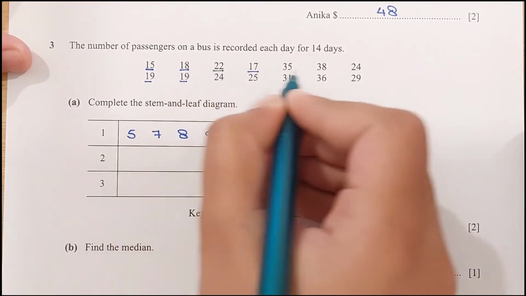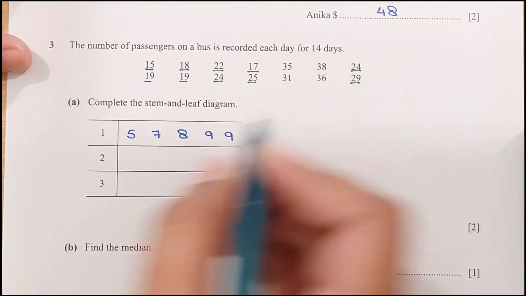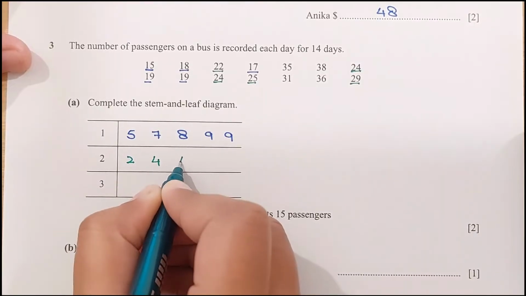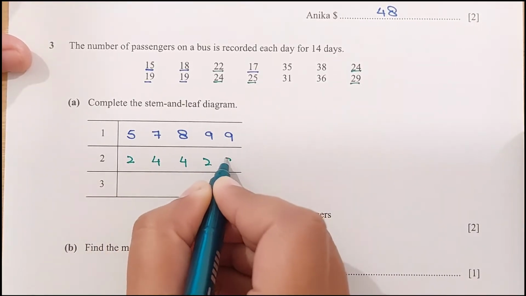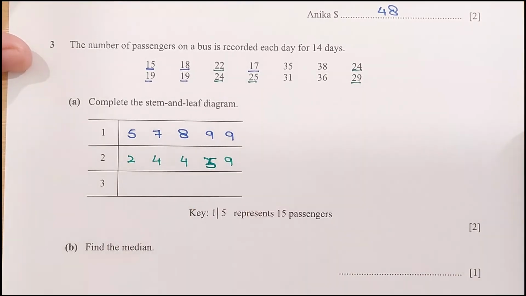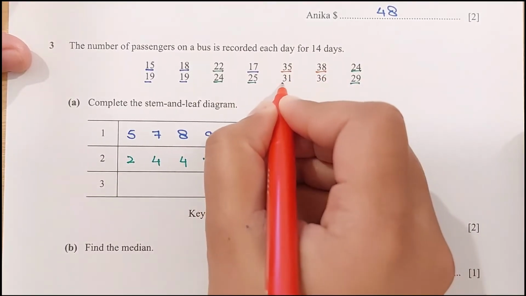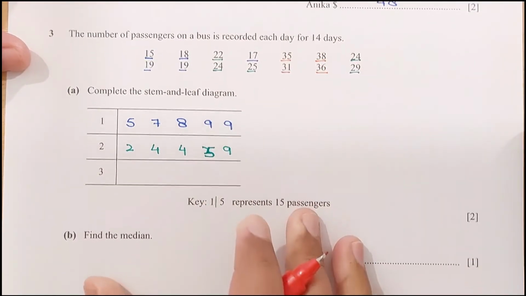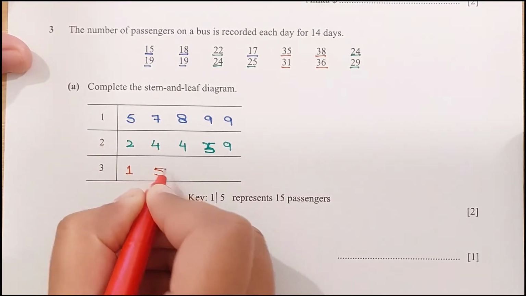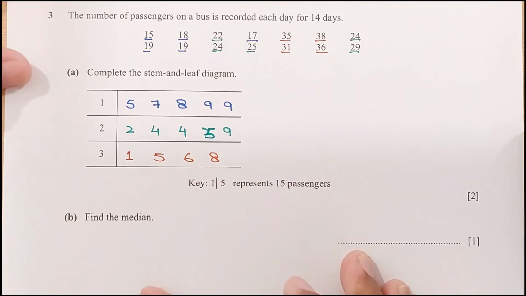So we have 22, 24, 24, 25, 29. So 22 is the lowest, and then we have two 24s, and then 25 and then 29. Okay, now the last is with 3s. 35, 38, 31, 36. So the lowest one is 31 and then 35, 36 and 38. Right. Now we have to find the median for part B.